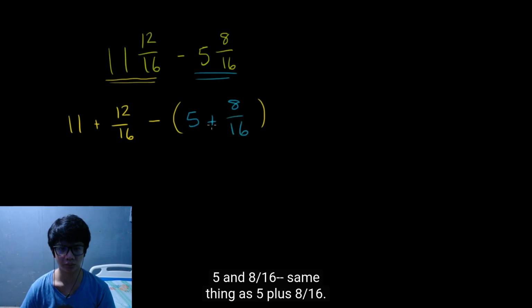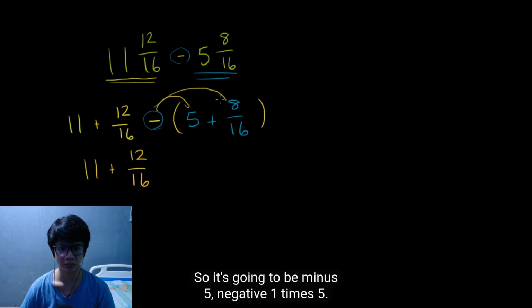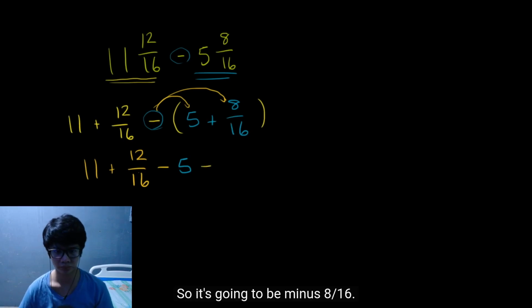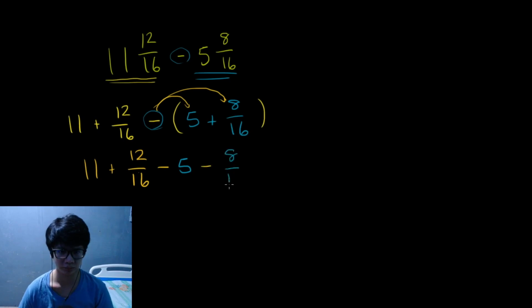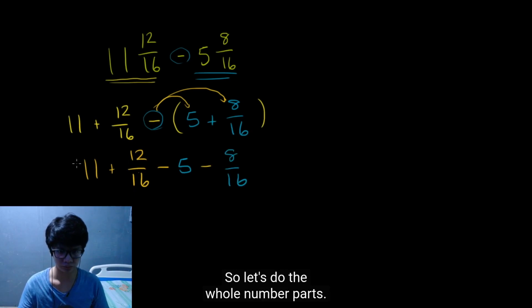5 and 8/16, same thing as 5 plus 8/16. But I have to remember, I'm subtracting this whole thing. So I can rewrite it as 11 plus 12 over 16. And I'm subtracting 5 plus 8/16, so I can distribute the negative sign. It's going to be minus 5, negative 1 times 5, and then negative 1 times positive 8/16, so it's going to be minus 8 over 16. And then I like to do the whole number part separately and then the fractional part separately. So let's do the whole number parts.